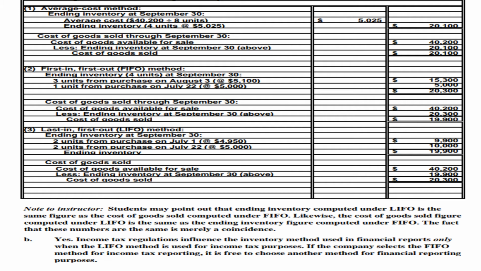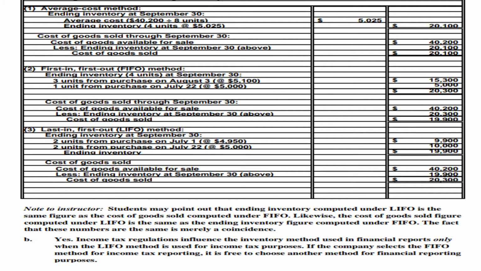So we take 2 units from the purchase of July 1st, that is 4,950 per unit, and 2 units is 9,900. 2 units from the purchase on July 22nd, that is 5,000 per unit, 10,000 is the total cost. When we add up these costs, we get the ending inventory value, that is 19,900. Now in case of cost of goods sold, cost of goods available for sale is 40,200.